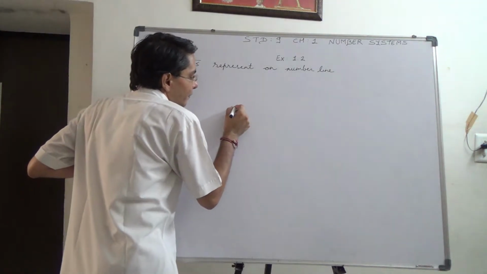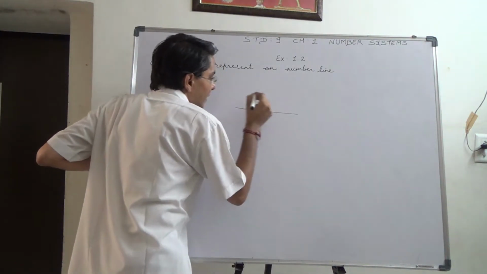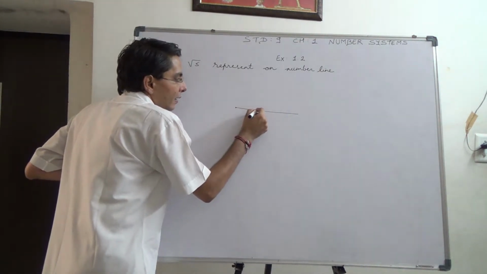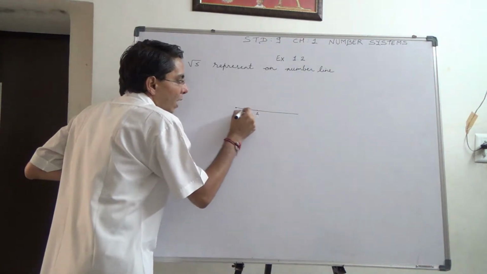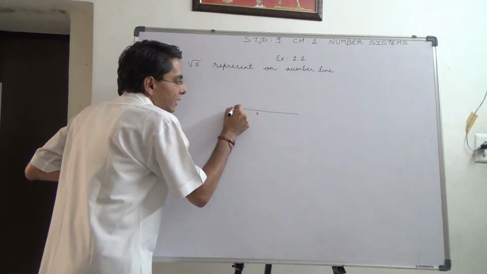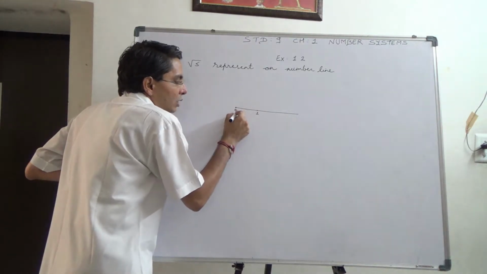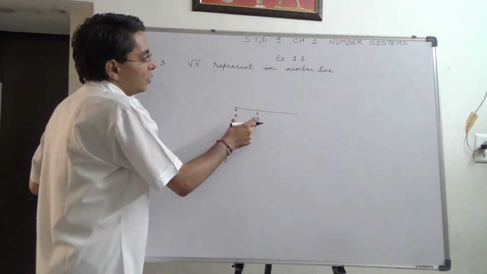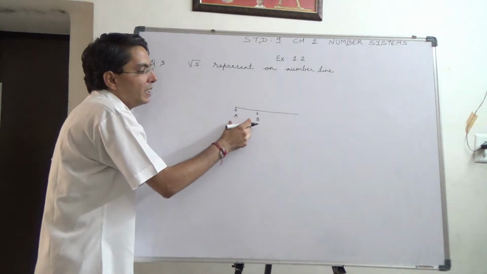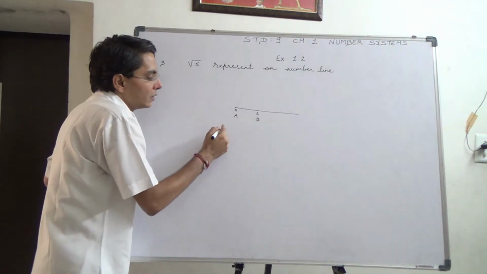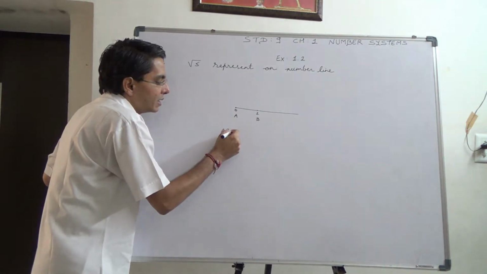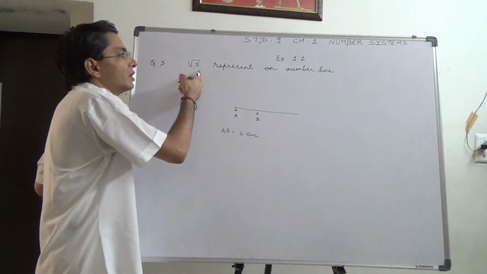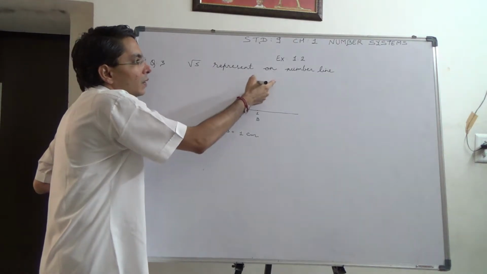So first, if I draw a line and take a measurement of 1, see, 0 is also called A and this one is B. So the distance between A and B is what? 1 centimeter. So distance AB is equal to 1 centimeter. See, our question is: represent square root 5 on the number line.